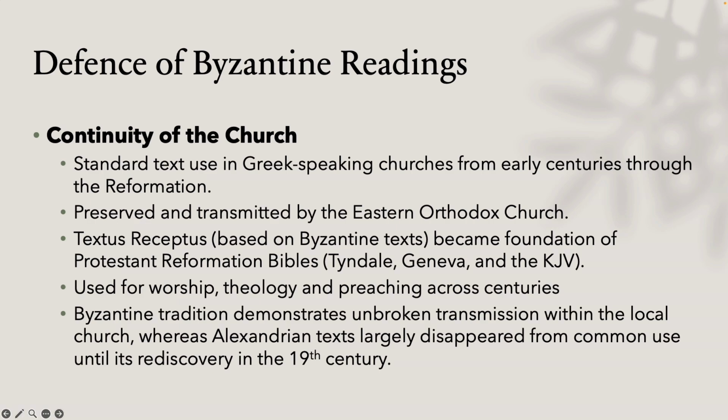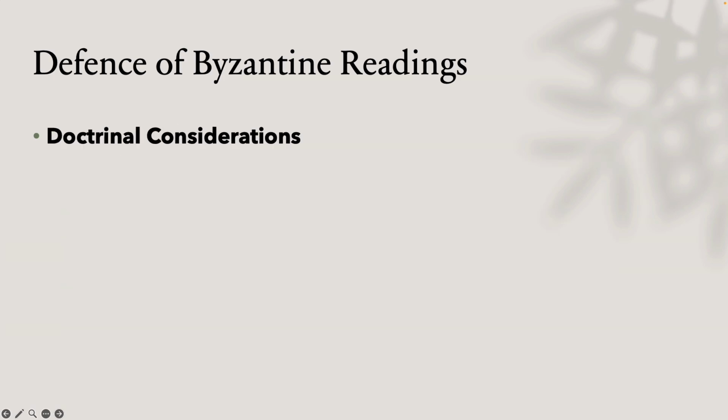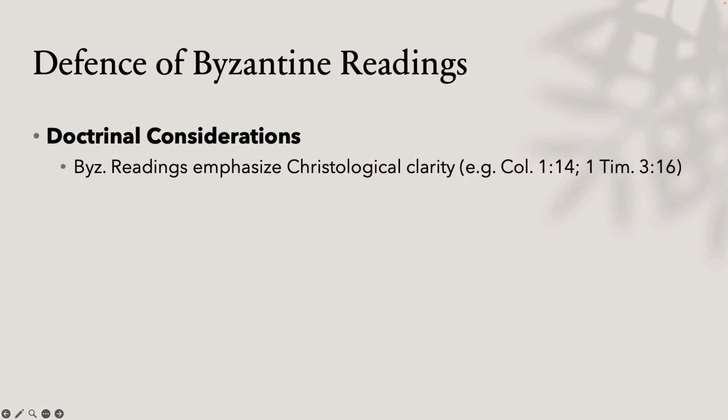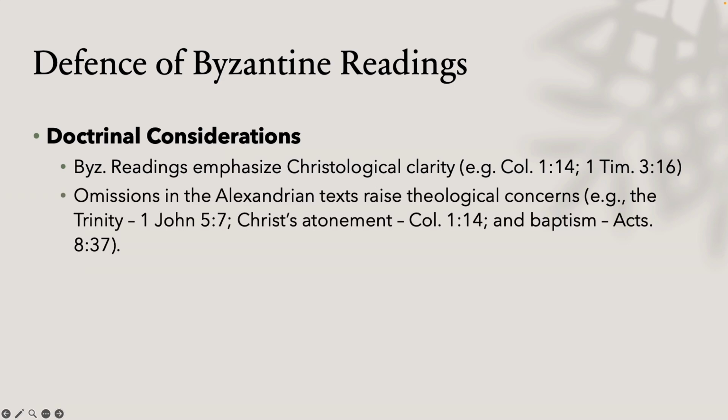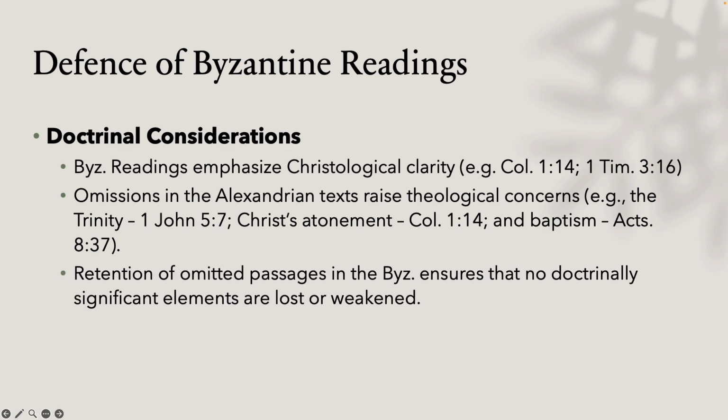Okay, so that's the other one, and the last defense of the Byzantine readings is its doctrinal considerations. Which we've already really talked about, but the Byzantine readings emphasize the Christological clarity of Christ. So it makes it quite clear who he is, his divinity and the atonement. They're not ambiguous as in the Alexandrian texts. The omissions in the Alexandrian text raise theological concerns, like we've already mentioned in those texts that we've looked at. The retention of the omitted passages in the Byzantine ensures that no doctrinally significant elements are lost or weakened.